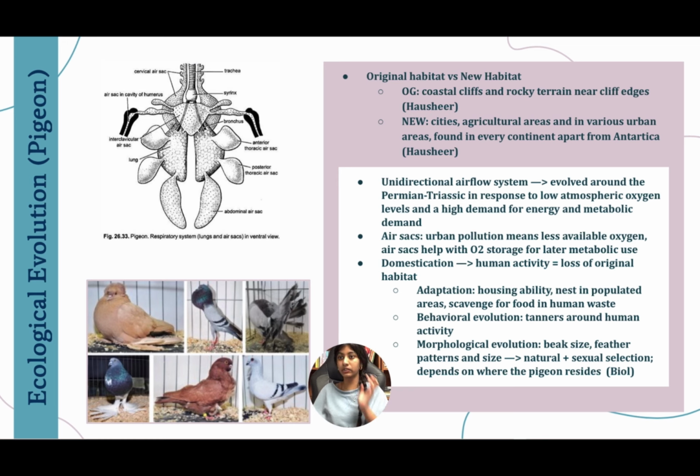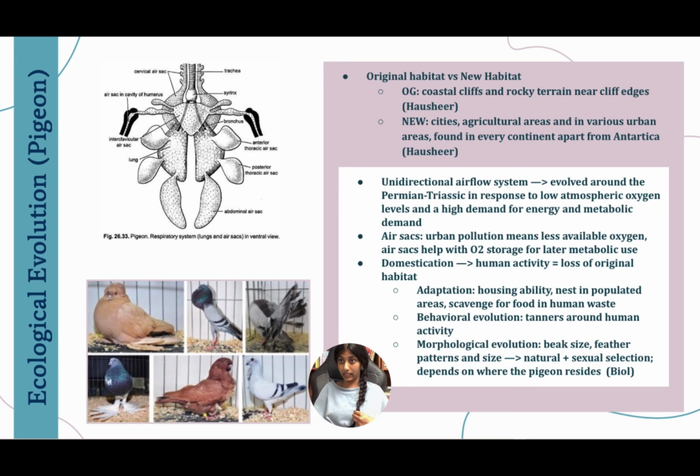The unidirectional airflow system of the pigeon helps them gain more oxygen from their surroundings, which is really important for them because they need the oxygen to generate energy for metabolic processes as well as during flight. They also have 9 air sacs within themselves that help them store oxygen for later metabolic use.